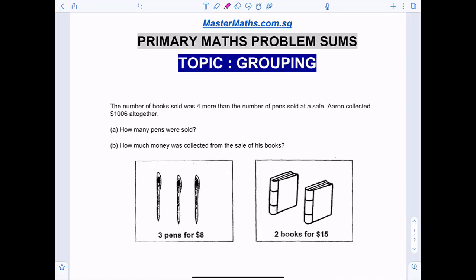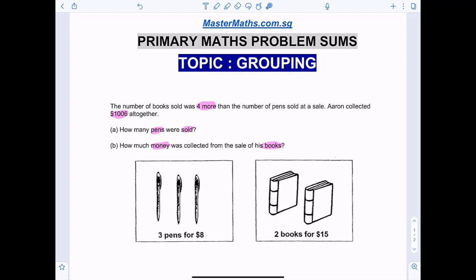The number of books sold was 4 more than the number of pens sold. Aaron collected $1,006 altogether. How many pens were sold? How much money was collected from the sale of his books? Now, in order to do this, to make it more convenient for ourselves, we remove the extra 4 books that were sold. Remove that and make the pens and the books equal in numbers.